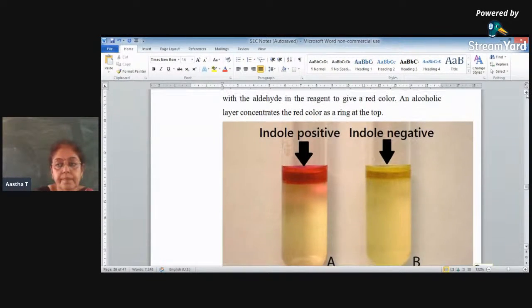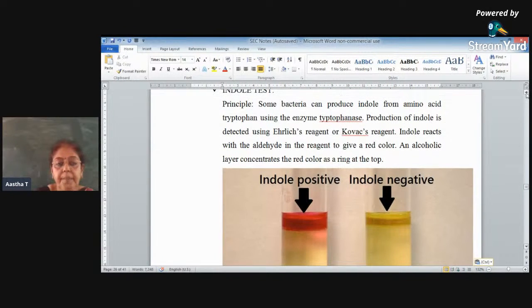What is the principle? There are certain bacteria which produce indole. From where do they produce indole? From the amino acid tryptophan. What is an amino acid? It is the building block of protein.